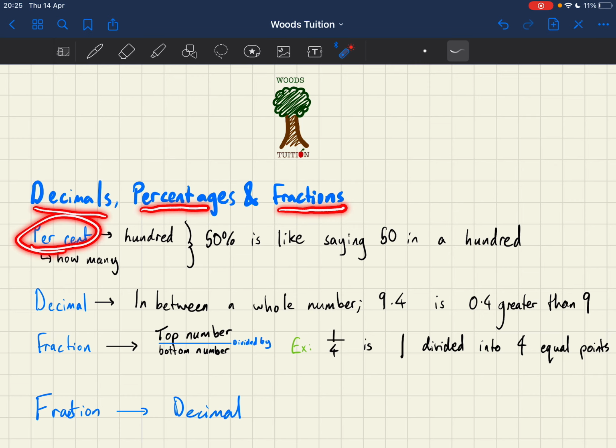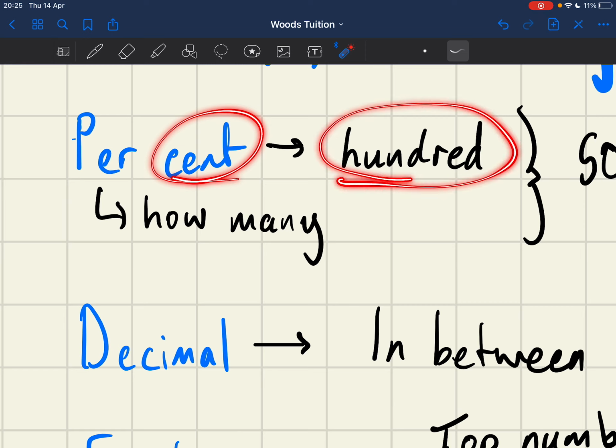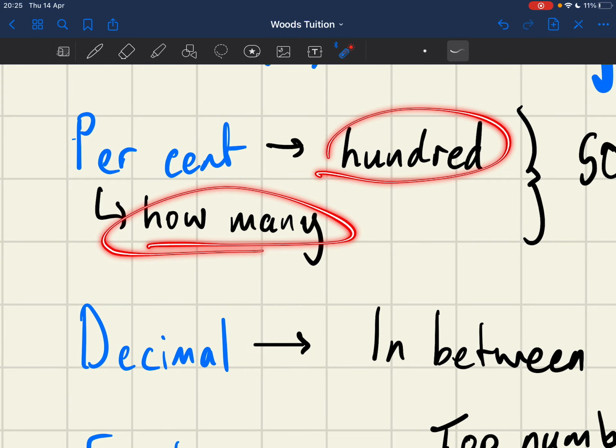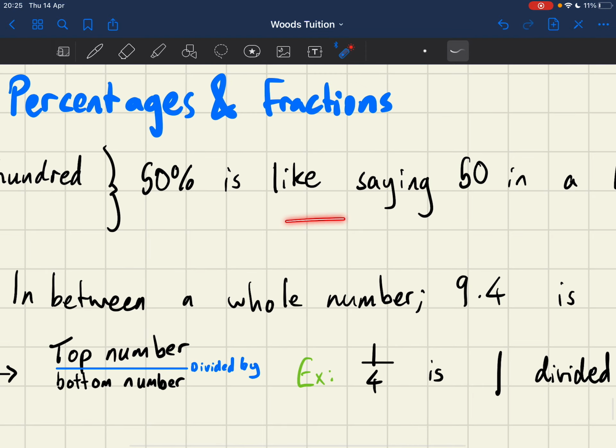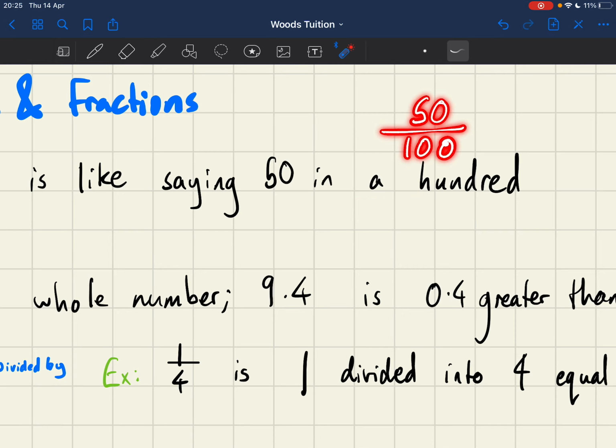So percent, if we break down that word, per means how many, such as miles per hour, is how many miles in 1 hour. And cent means 100, so it's the division for euros. You'd have 100 cents in 1 euro. Cent is Latin for 100. So percent means how many in 100. So 50% is like saying 50 in 100, or 50 out of 100, okay?